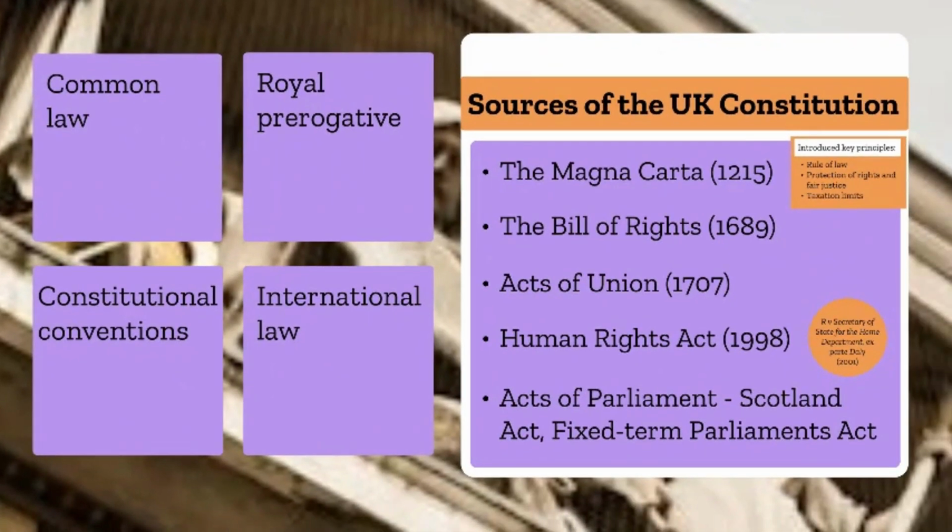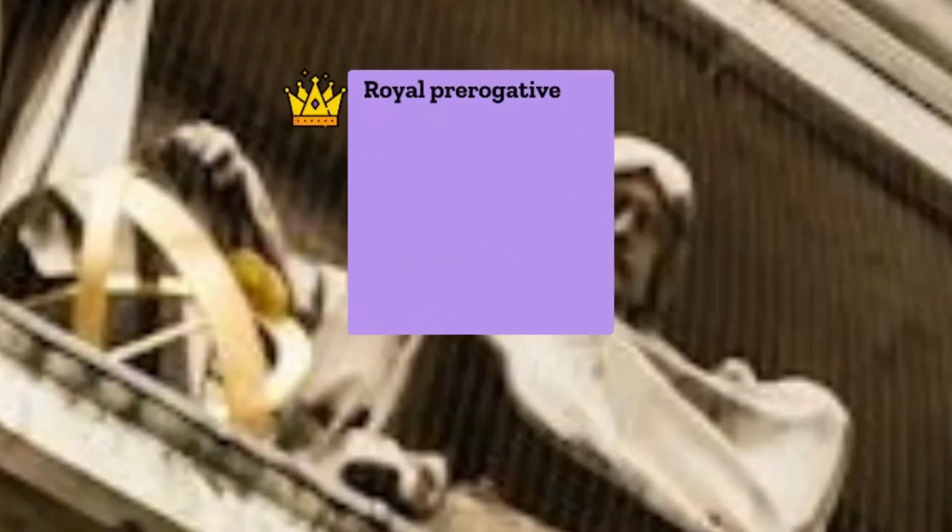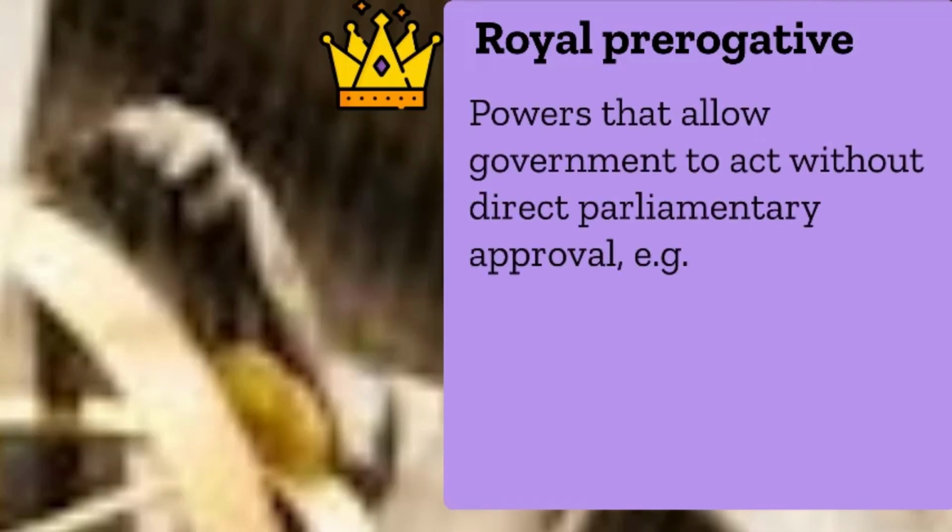Next one we have is royal prerogative. And as the name might suggest, royal prerogative relates to powers exercised by the monarch. Now, of course, these have since been largely transferred to the government, but essentially it gives the government the right to act without parliamentary approval in certain situations. So this is basically exceptions to the rule of the separation of powers, where the government can act without getting the general approval of Parliament.